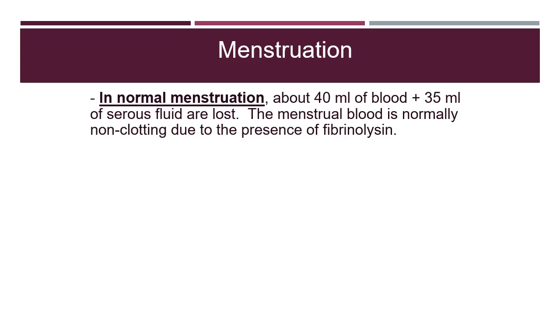In normal menstruation, about 40 mL of blood as well as 35 mL of serous fluid are going to be lost. The menstrual blood is normally non-clotting, and that's due to the presence of fibrinolysin. This is a very important note, because if there are any clots in the menstrual blood, that indicates pathology, and that may indicate that the volume of lost blood is increased and that fibrinolysin was not sufficient to prevent clotting.